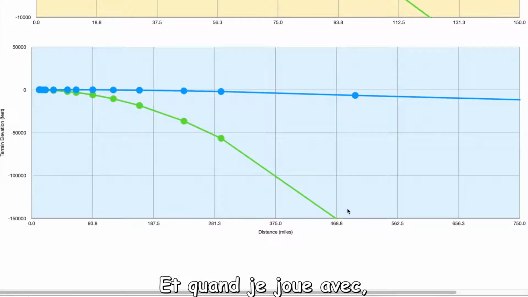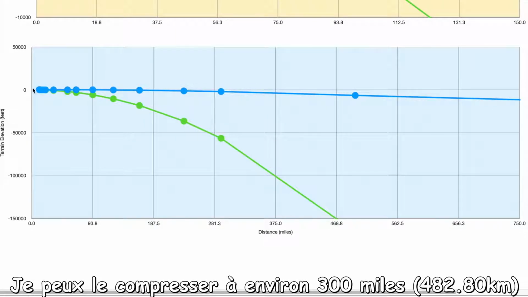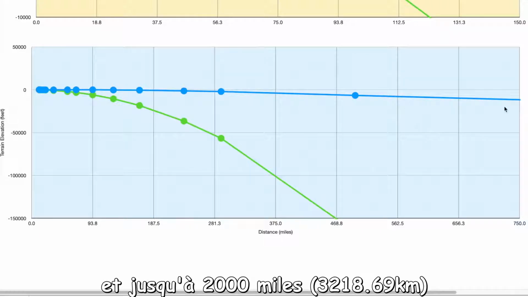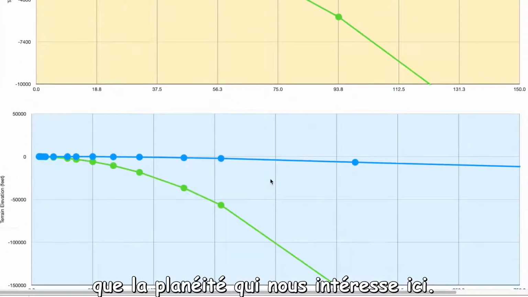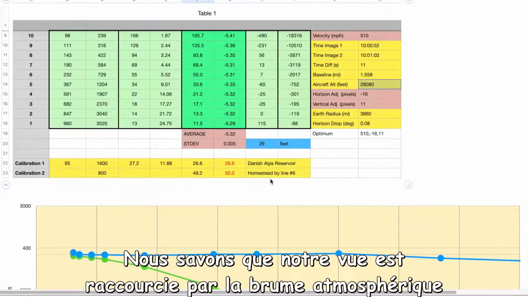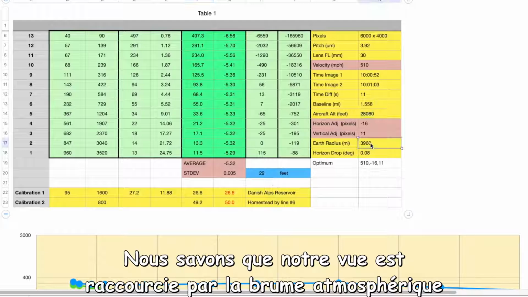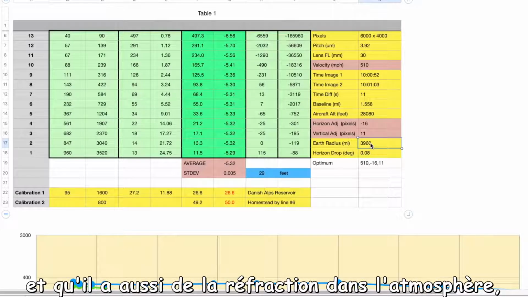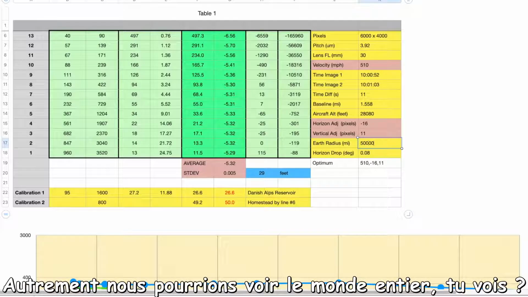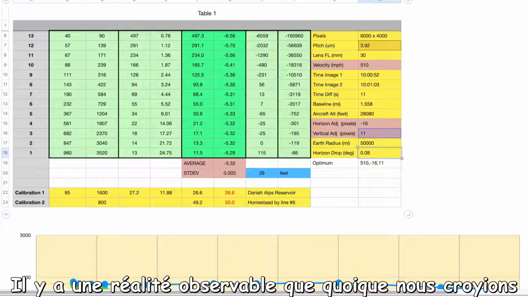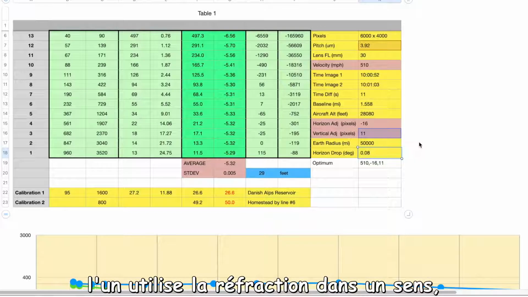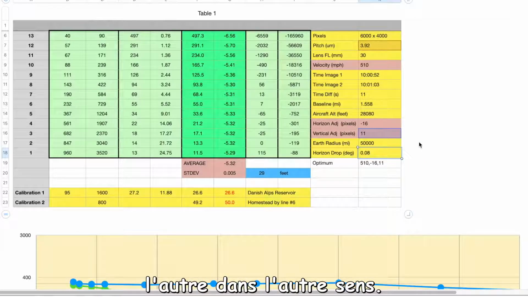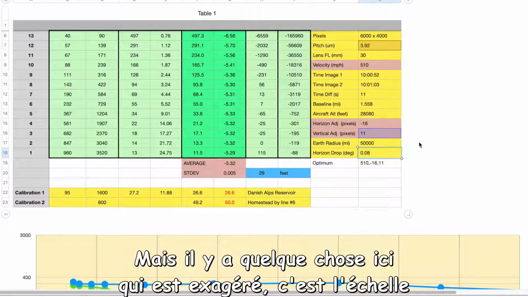And really, when I play with this, I could get it compressed to about 300 miles or out to 2,000 miles. And it's not really the distance so much here, as the flatness. We're interested in the flatness. We know that our view is cut short by atmospheric haze, and there's also refraction in the atmosphere. Otherwise we would see across the world, but that's not the case. There's one observable reality, whether we believe in a globe model or the flat earth. One uses refraction one way, the other one uses it the other way. But there is something here that is exaggerated, and it's the scale.